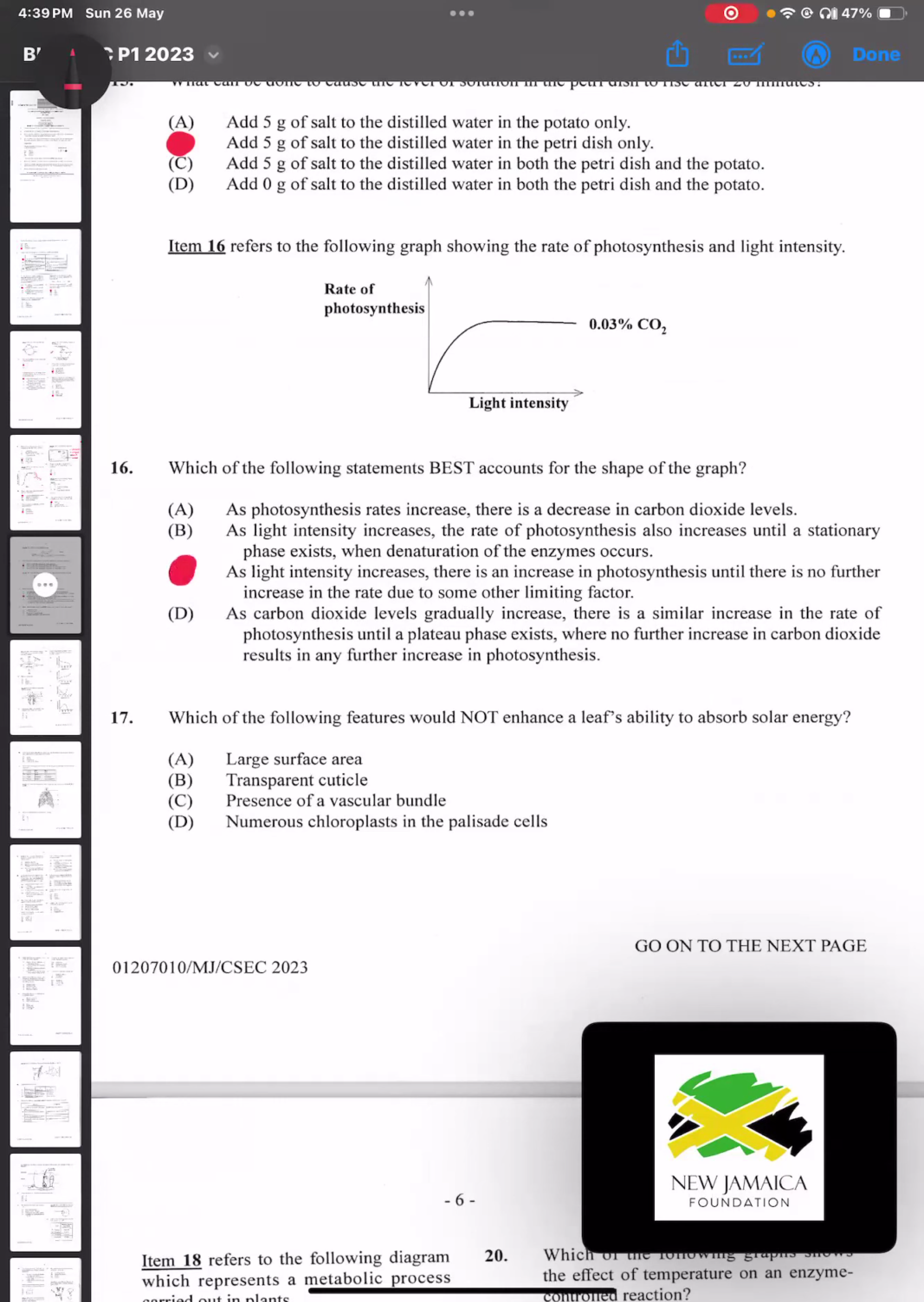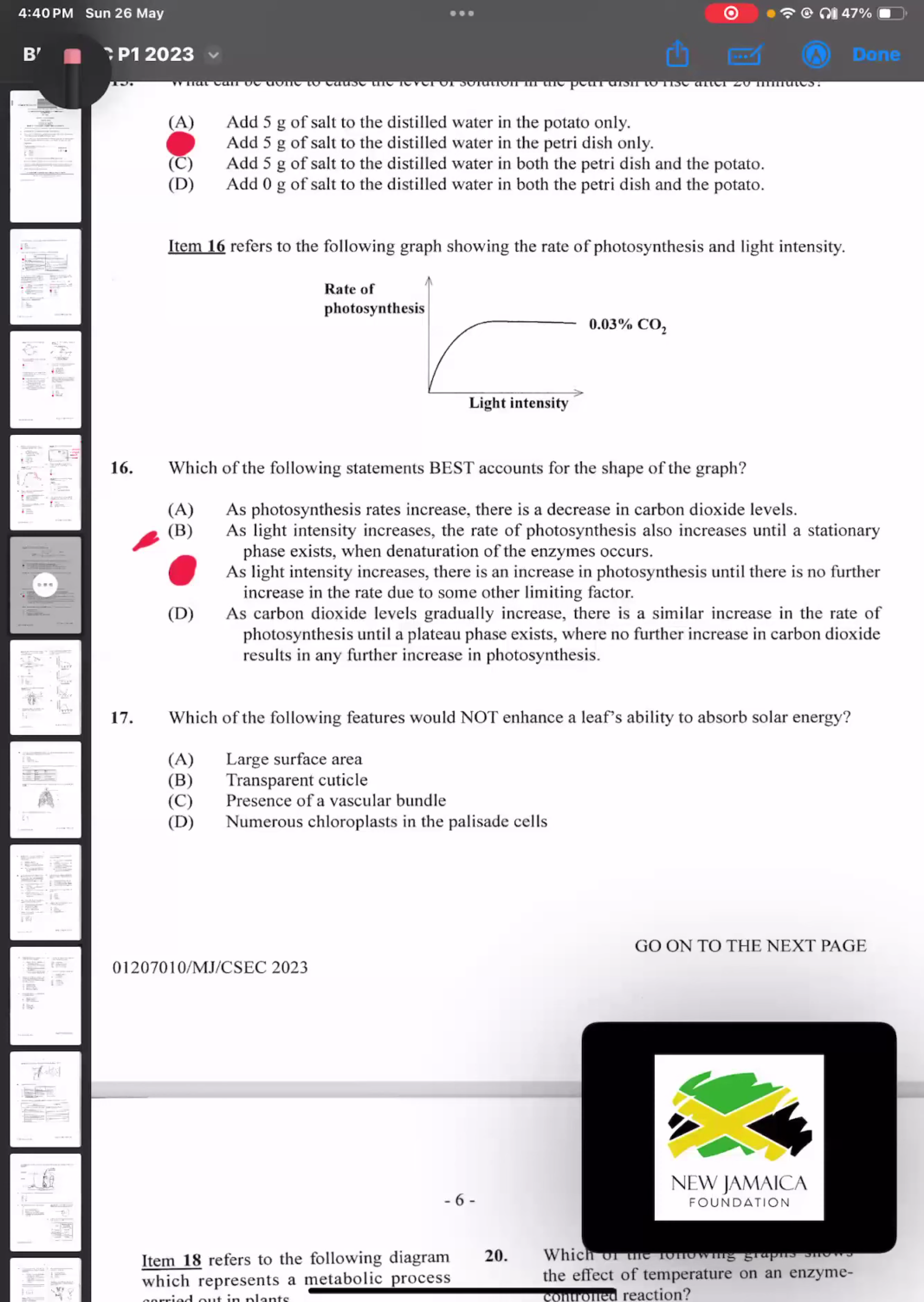The only other answer that could confuse you is B, where it talks about the light intensity increasing. The rate of photosynthesis also increases until a stationary phase exists when denaturation of the enzyme occurs. This cannot possibly be the answer, because if the enzyme became denatured, you would have the graph going something like this, where it would go down, because photosynthesis would decline after the enzymes have started to break down. So that's the only one that could maybe confuse you.